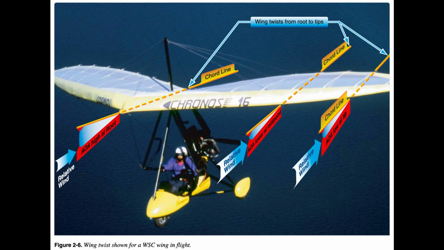The WSC may not have twist/washout when sitting on the ground, and must be flying and developing lift to display the proper aerodynamic twist characteristic of WSC wings. Figure 2.6. The longitudinal axis is an imaginary line about which the aircraft rolls around its center of gravity, CG. It is also called the roll axis.